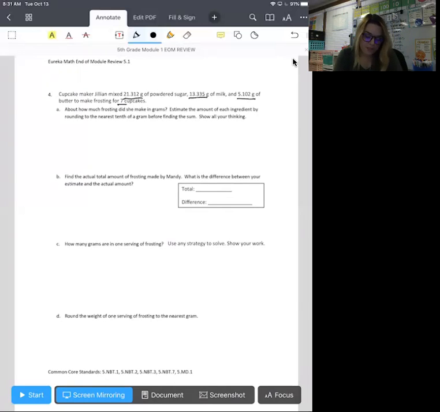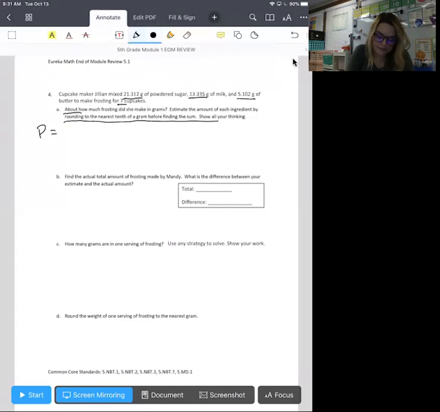Your first question is asking about how much frosting did she make in grams. You're going to estimate the amount by rounding to the nearest 1/10 of a gram before finding the sum, and you need to show your work. So you can round each one of these numbers. We'll round the first one. So I'm going to put a P for powdered sugar.